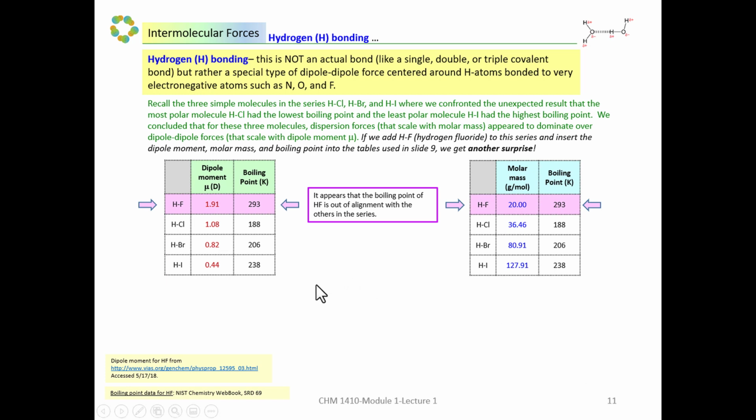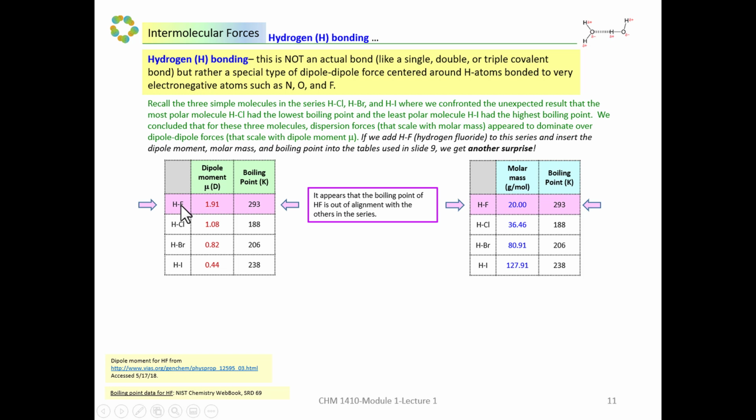On the left here, you can see the original table that we had for HCl, HBr, and HI dipole moments and boiling points. And to the right, the original table we had for HCl, HBr, and HI molar masses and boiling points. We've added HF to the top of each table. The reason we've done this, of course, is that we can now consider this a more complete series. Fluorine, chlorine, bromine, and iodine are all halogens in group 17 or 7A of the periodic table.